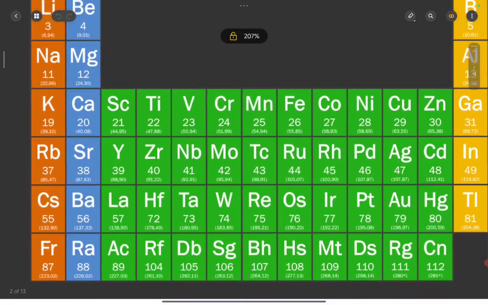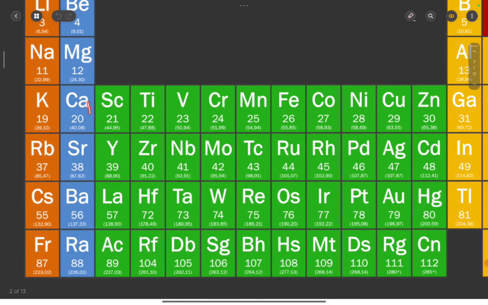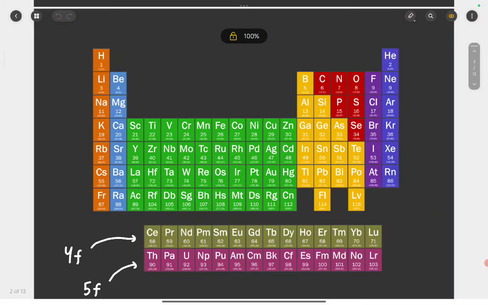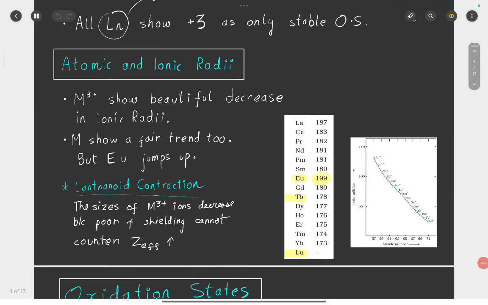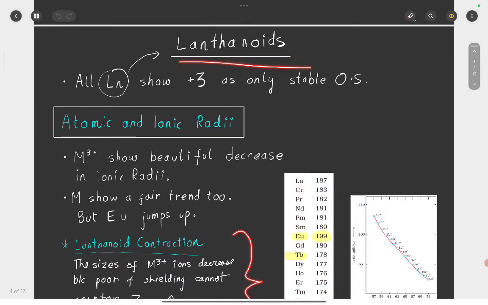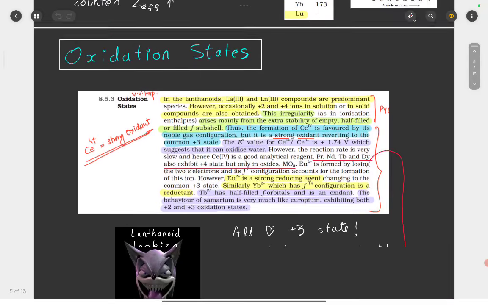Remember, there is an exception to this exception, which is scandium, yttrium, and lanthanum, because lanthanum has no f subshell, so it does not show lanthanoid contraction, and the radius increases as normally expected. So that was it about lanthanoid contraction, and it is going to be the leading cause of a lot of properties of the lanthanoids.